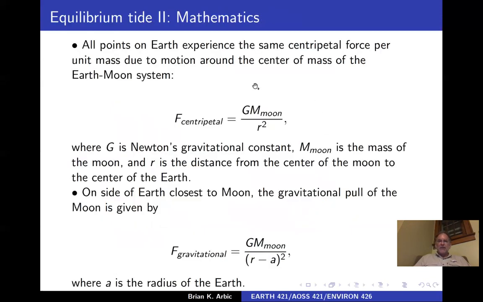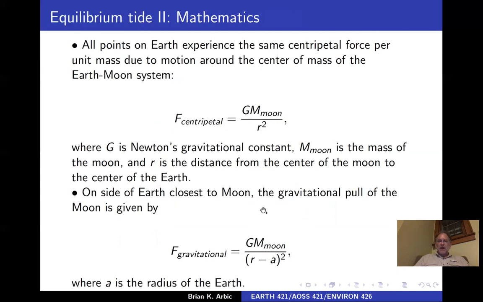Okay, so a little bit of math for those that like math. So all points on Earth experience the same centripetal force per unit mass due to the motion around the center of mass of the Earth-Moon system. So that's given by G, which is Newton's gravitational constant, m moon, which is the mass of the moon, and r divided by r squared, where r is the distance from the center of the moon to the center of the Earth.